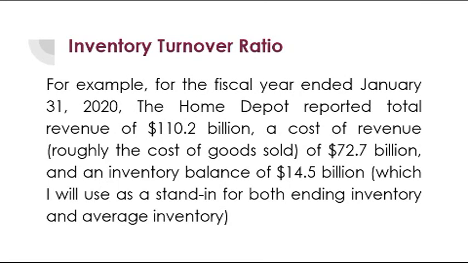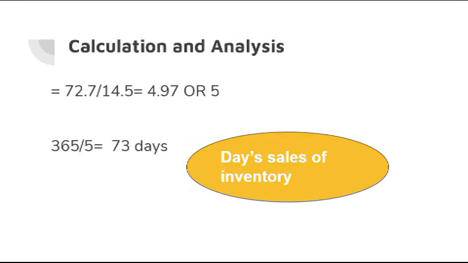Now, inventory turnover ratio. Again, inventory turnover ratio will tell you how much time the company takes to convert the inventory into cash. Example, suppose the Home Depot is reporting a revenue of 110.2 billion and the cost of goods sold is 72.7 and the inventory balance is given for the same. So now what will happen? If we look at the example and the calculation, we will often find two formula. One is using sales divided by the ending inventory and other is using the cost of goods sold divided by the average inventory.